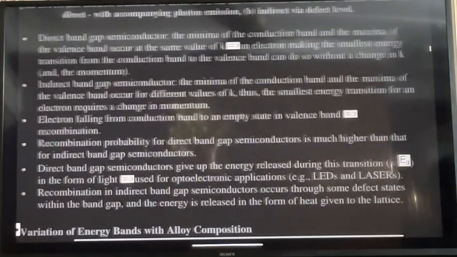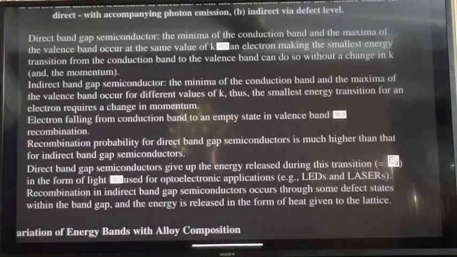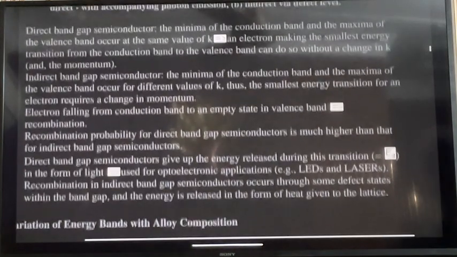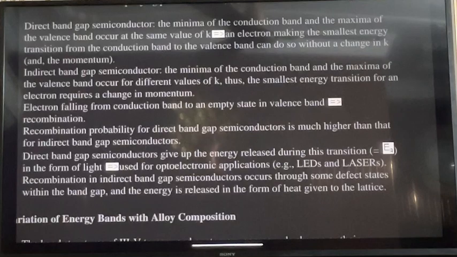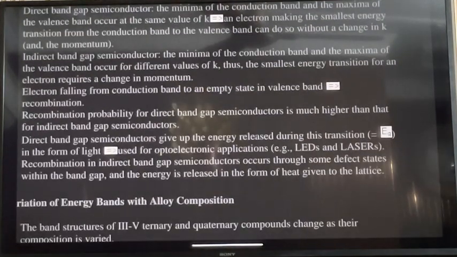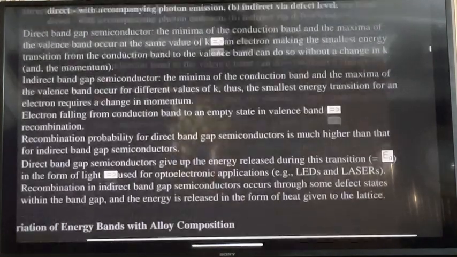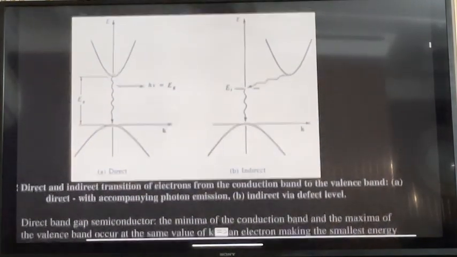Recombination probability for direct band gap semiconductors is much higher than that for indirect band gap semiconductors. Direct band gap semiconductors give up the energy released during this transition in the form of light, which is used for optoelectronic applications, for example, LEDs and lasers. Recombination in indirect band gap semiconductors occurs through some defect states within the band gap, and the energy is released in the form of heat, which is given to the lattice.